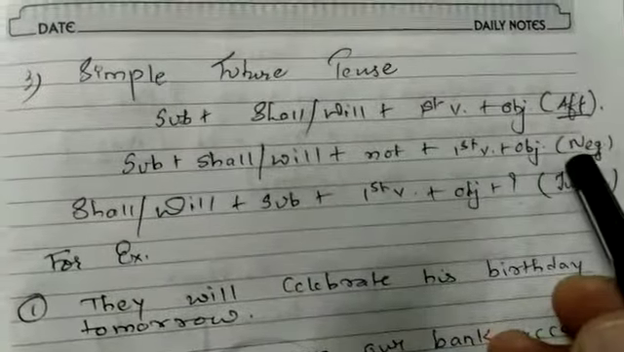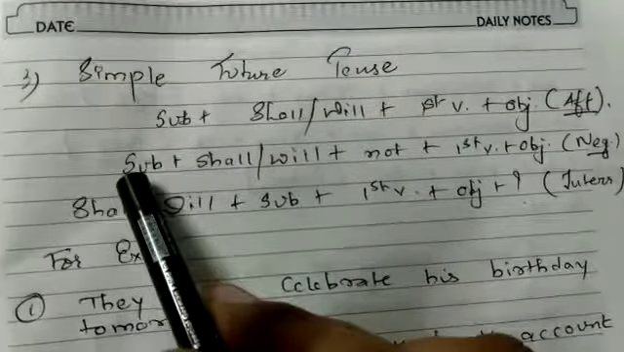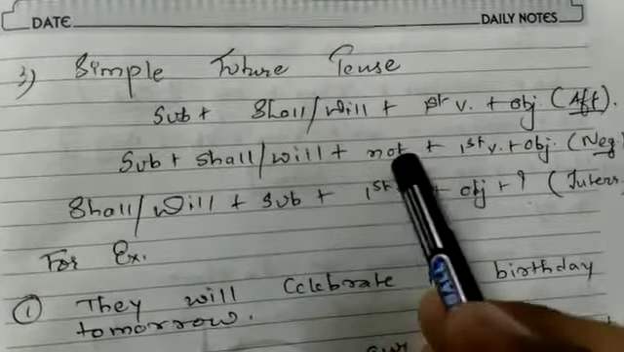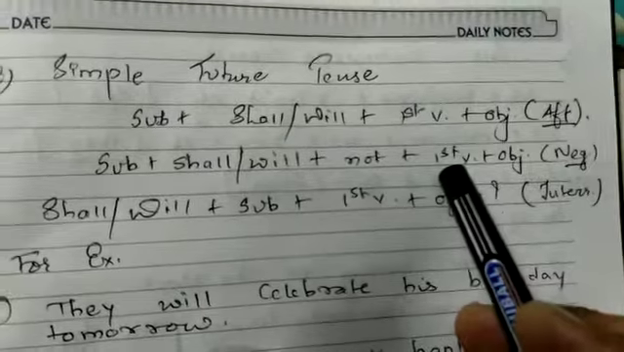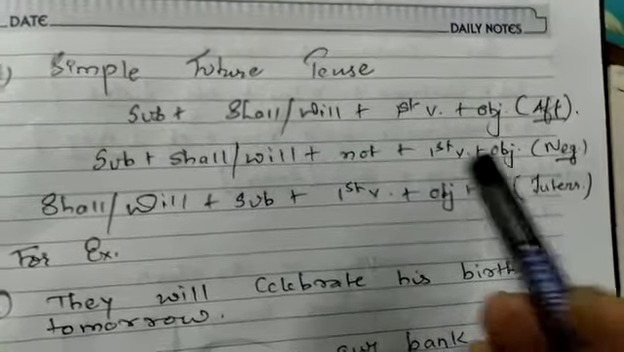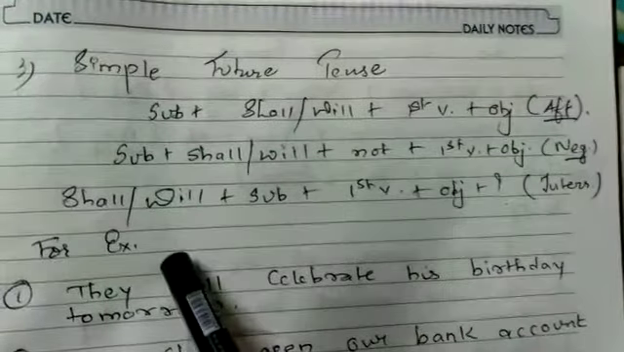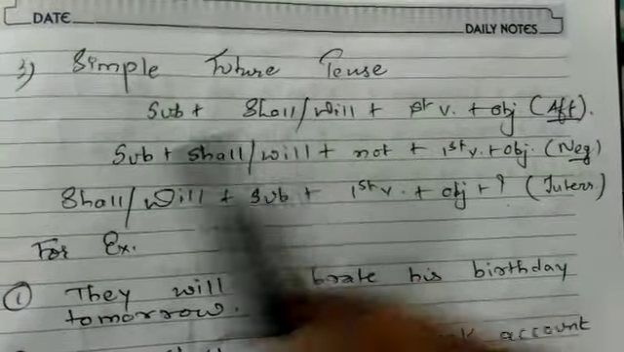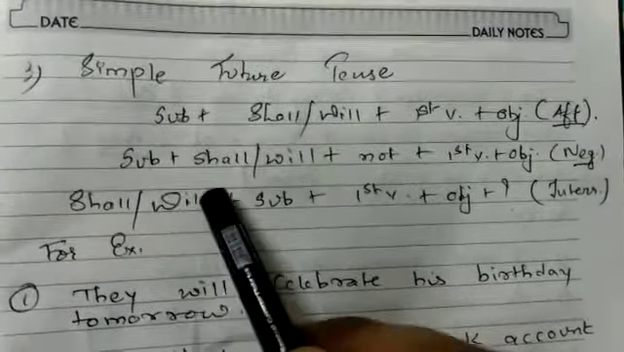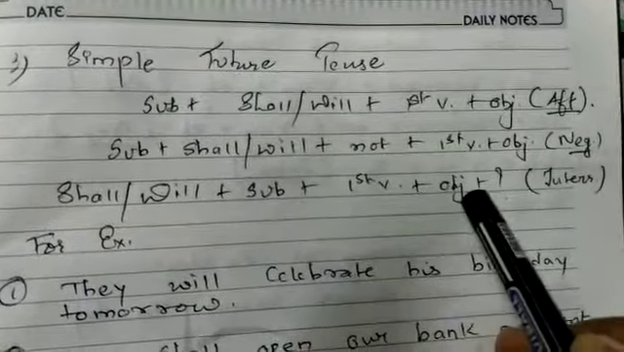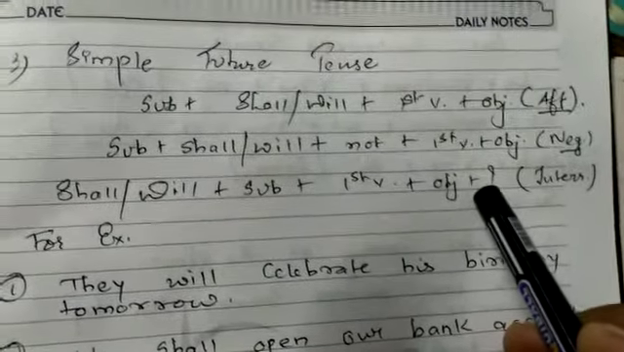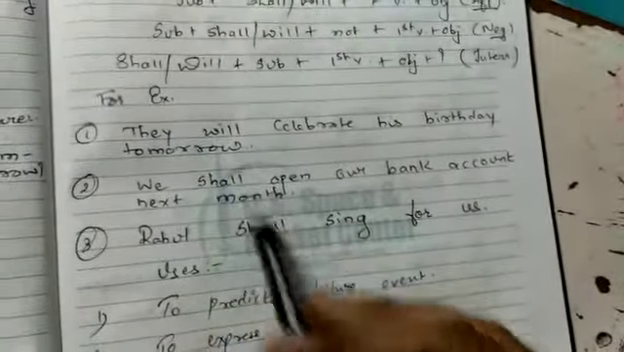If you want to make it negative, it is subject plus shall/will plus not plus first verb plus object. With putting not, it becomes negation. If you want to keep it interrogative, you put shall/will before the subject. So shall/will plus subject plus first verb plus object plus interrogative mark. Okay. Now there are examples, but before studying the examples, let us understand the uses.